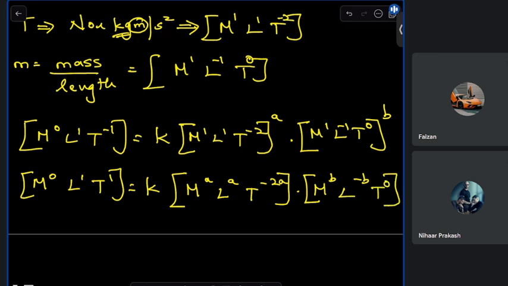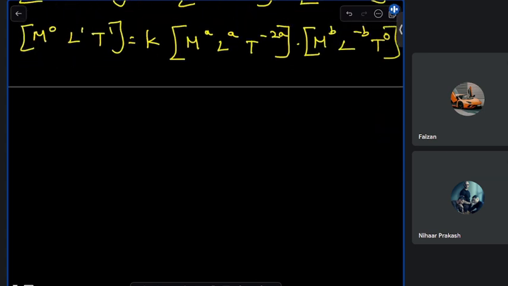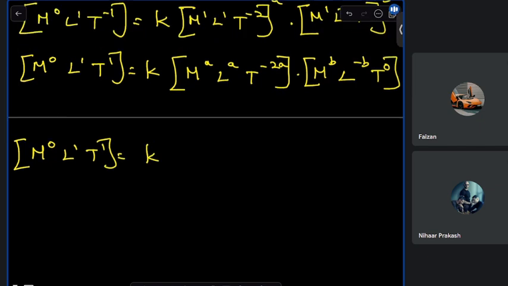Now left hand side can't be done. Nothing can be done there. M0 L1 T minus 1. Right hand side k. Now somewhere in 10th standard or 9th standard we learned about indices. Bases are same, multiplication sign in between, so we add the powers. Correct. I'll open bracket, so it becomes M to the power a plus b, L to the power a minus b. Check. L to the power a is there and minus b is there, so you combine them. T to the power minus 2a.